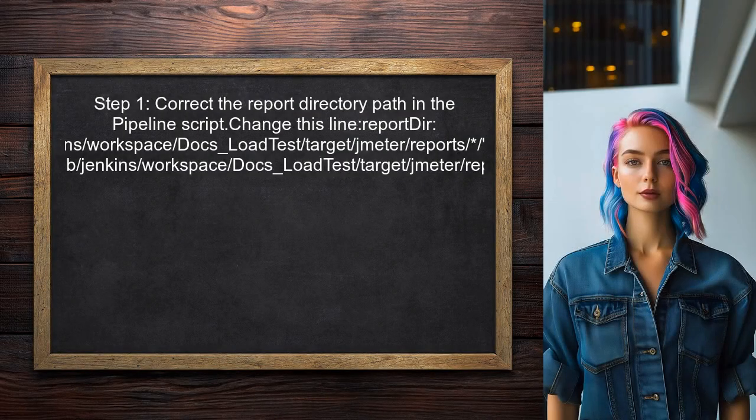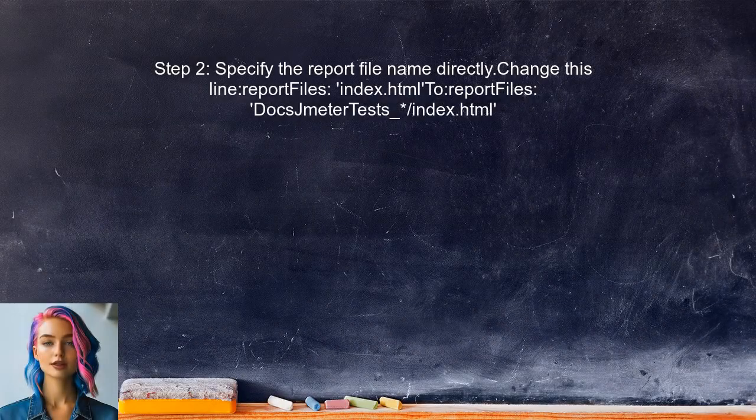To begin resolving the user's issue, we need to ensure that the report directory is correctly specified in the Jenkins pipeline script. The user should replace the wildcard character in the report directory path. Next, the user should ensure that the report files are correctly specified. Instead of using a wildcard for the report files, they should directly reference the expected file name.